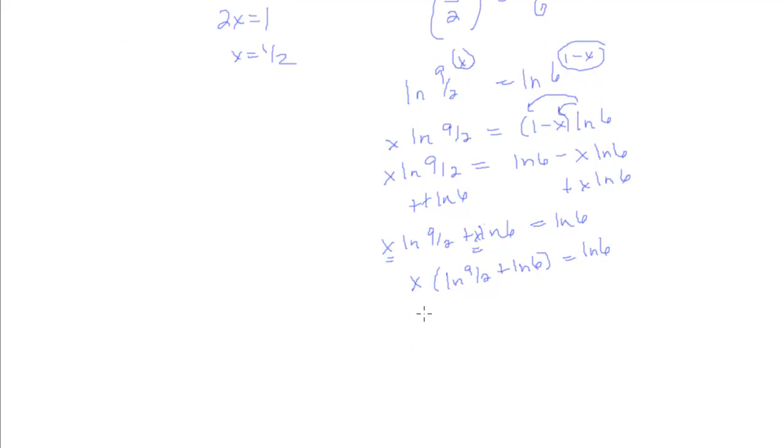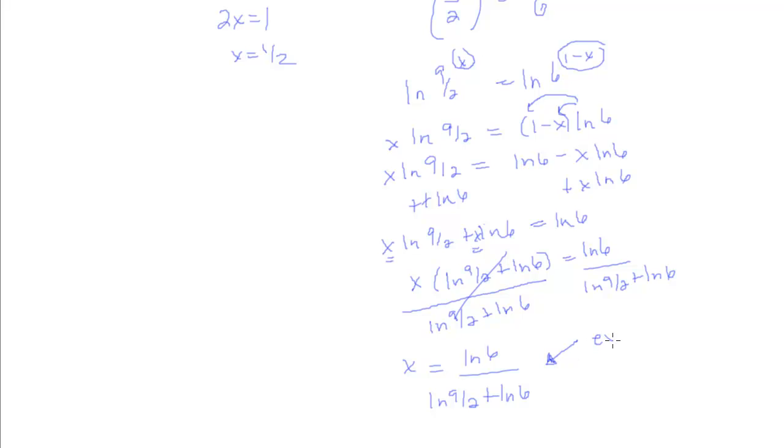So now to get x by itself, I'm going to divide both sides by everything but the x. So this cancels, and I'm left with x equals the natural log of 6 over natural log of 9 over 2 plus natural log of 6. Now again, in the MyLabs Plus, this is the exact value that you're expected to enter. Although with this problem, you're also asked then for a decimal estimate.